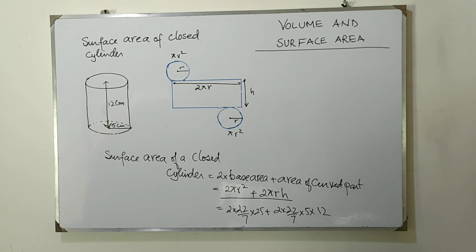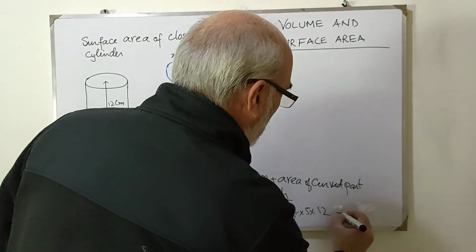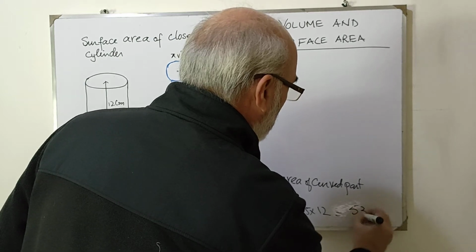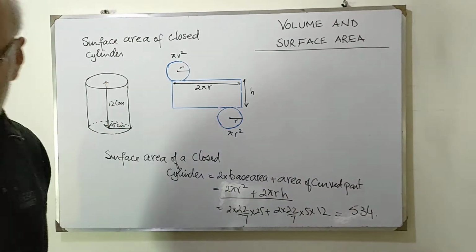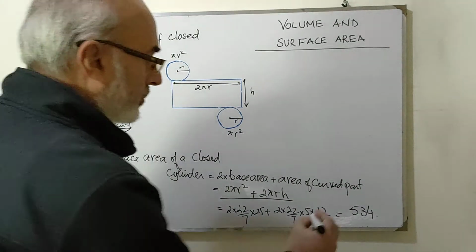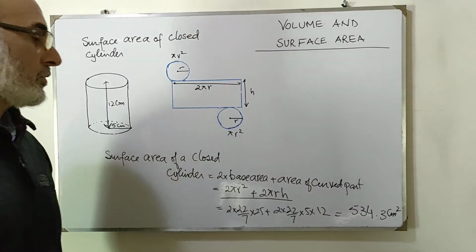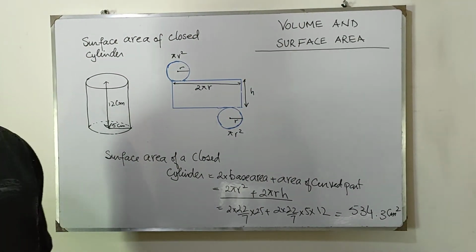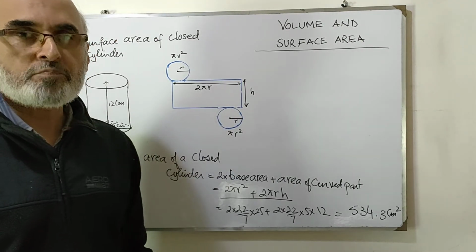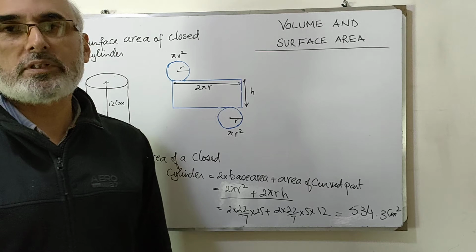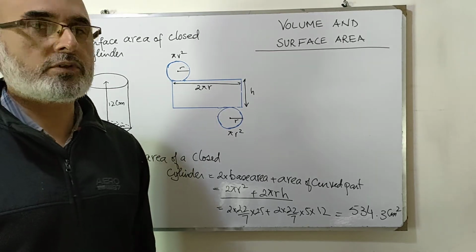And if we calculate this, this is going to be 534, approximately 534.3 centimeter square. So this was about the surface area of a closed cylinder. Hope you got the idea. Let's do one more example of a cylinder, and then I'm going to conclude this chapter.